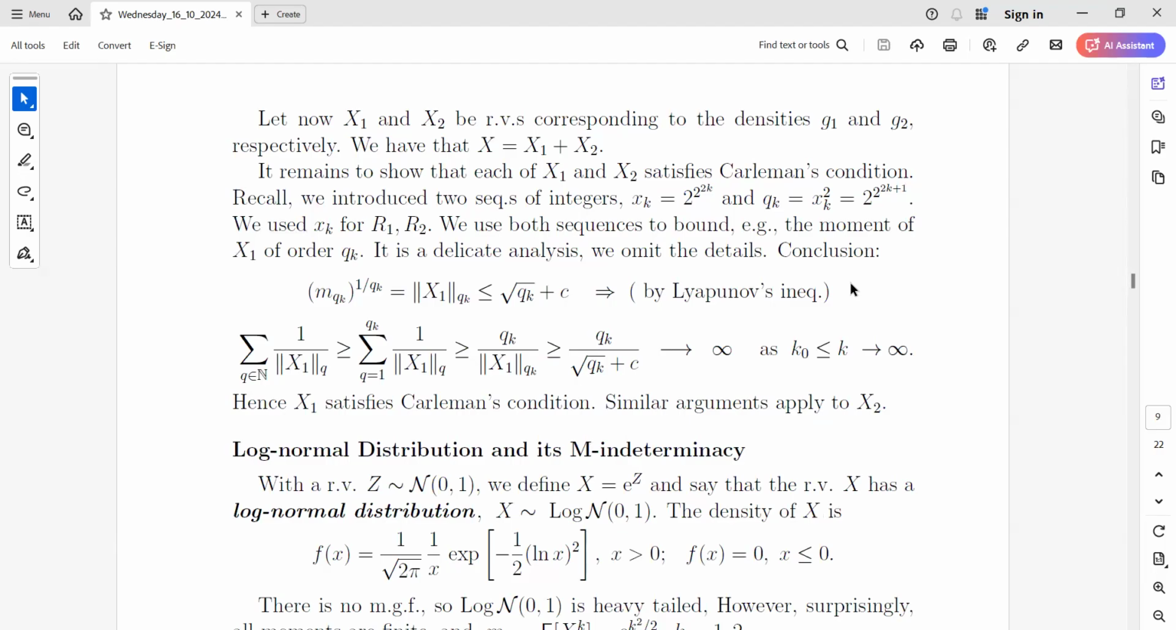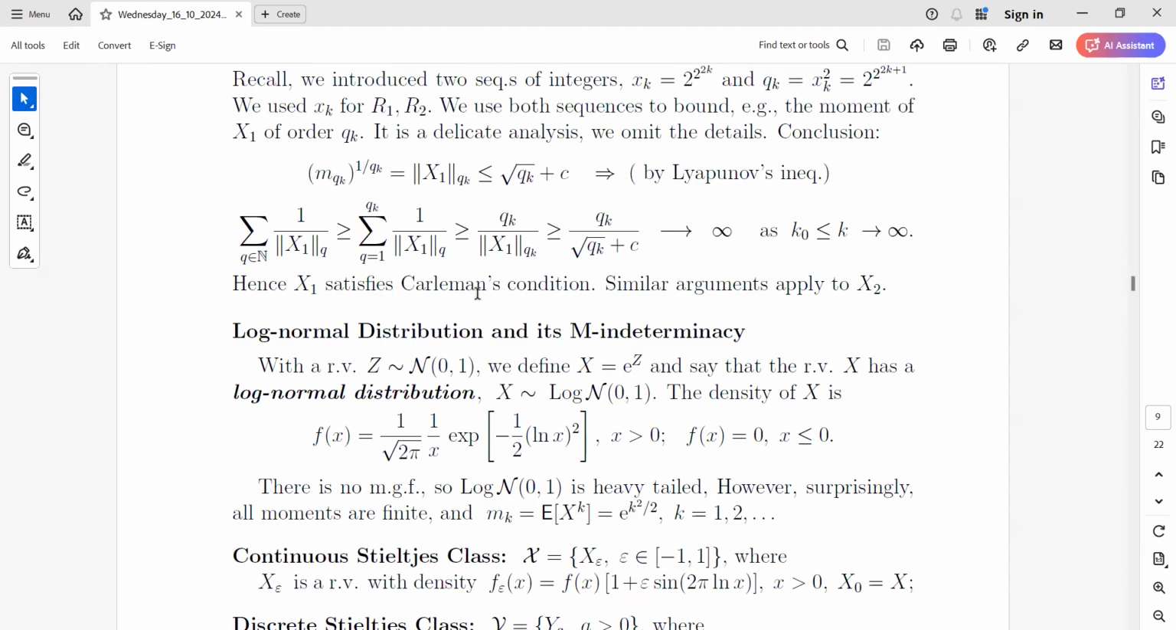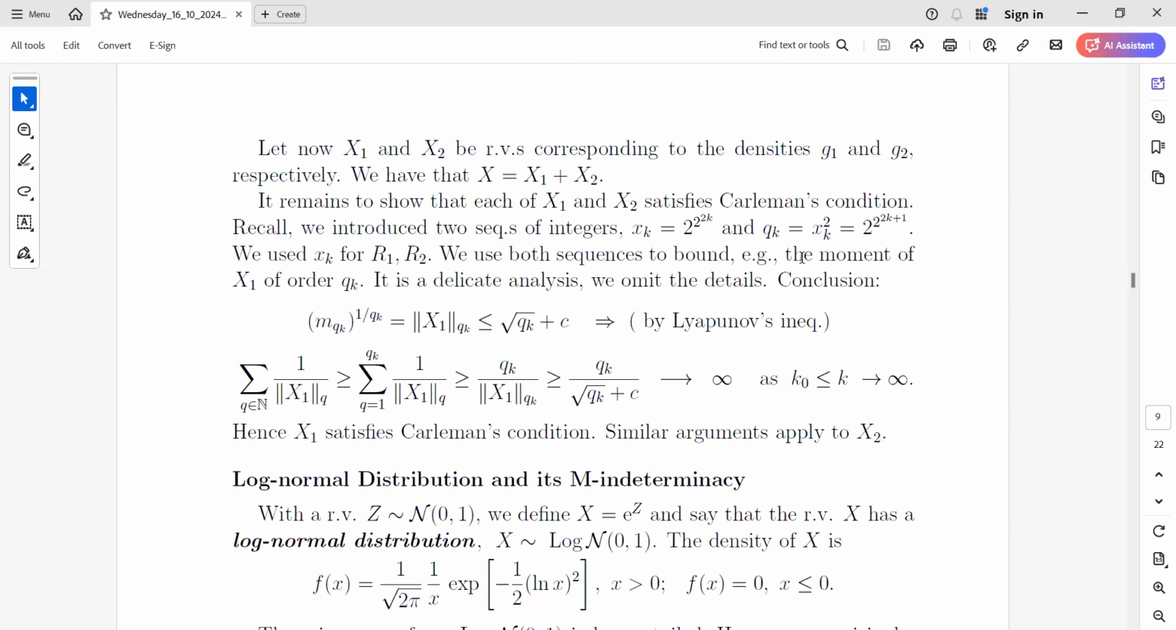Our boss, Lena, is giving me 45 to 49 minutes. Of course. And now, this is how we show the Carleman condition for x1, and the same way for x2. And this means that we indeed have a random variable x for which we don't know anything. However, we have this very nice, funny, attractive decomposition.